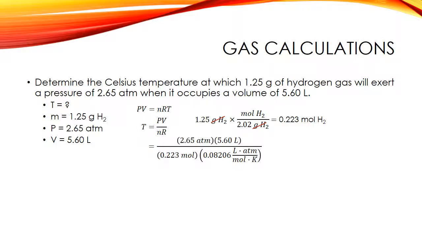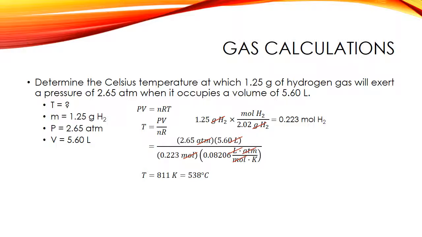So speaking of canceling units, take a look at what cancels here. Atmospheres is going to cancel. Liters will cancel, as will moles. And we're left in Kelvin, which makes perfect sense because we are asked to find the temperature. And as we know, our gas calculations must always be done in Kelvin. Even though we are asked for the Celsius temperature, we'll first get a Kelvin temperature.